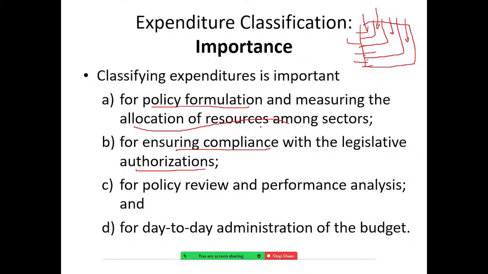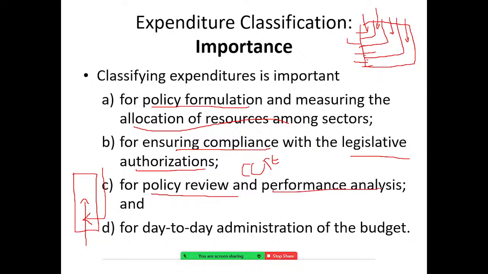So with the legislative authorities here, the COPA, and the Audit General Department, Audit Services, like that. And also, classifying expenditure is important for policy review. Once the government proposes new policies, the government wants to see the effectiveness of the policy. For that, they have to have proper classification of expenditure for policy review and performance analysis.